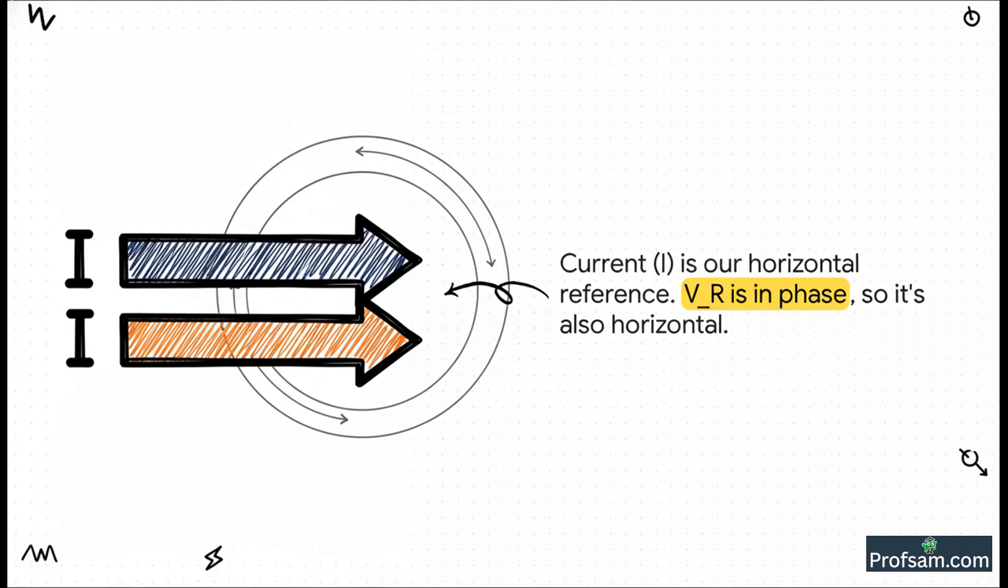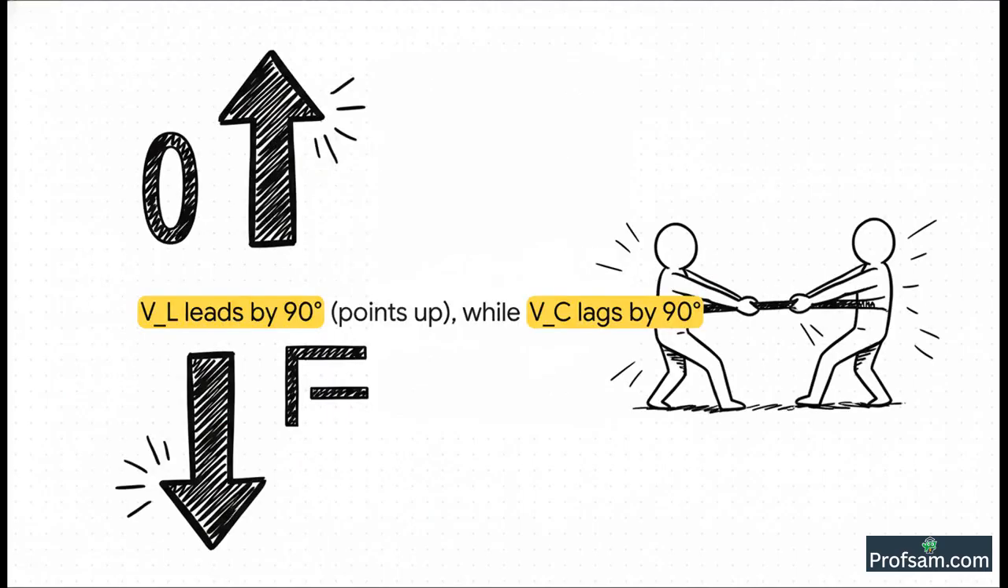Well, we know it's always in phase with the current, so its phasor lies right on top of the current phasor, pointing in the exact same direction. Easy enough. And now for the interesting part. The inductor's voltage, VL, leads the current by 90 degrees, so where does its phasor point? Straight up. And the capacitor's voltage, VC, lags the current by 90 degrees, so its phasor points straight down. See? Now we have a clear tug of war happening in the vertical direction.